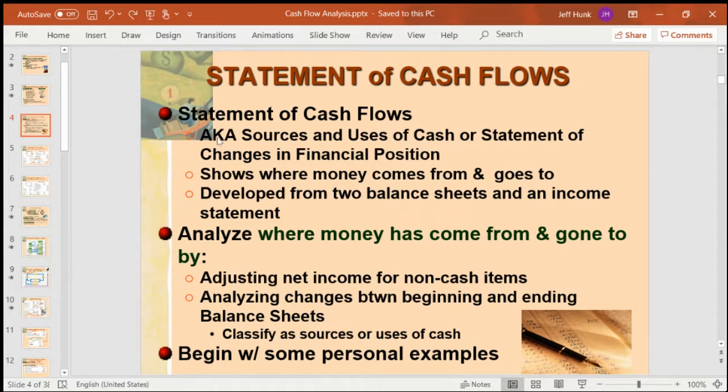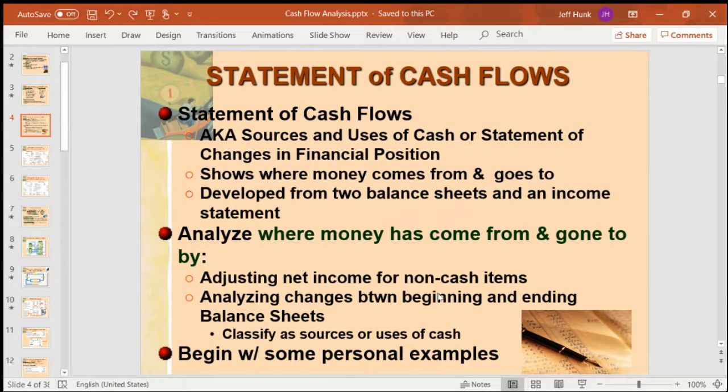Okay, so the cash flow statement is also known as sources and uses of cash, or statement of changes in financial position. It shows where money comes from and goes to, and it's developed from two balance sheets and one income statement. So to analyze where money has come from and has gone to, you need to adjust the net income for non-cash items, because net income is not necessarily all cash, right?